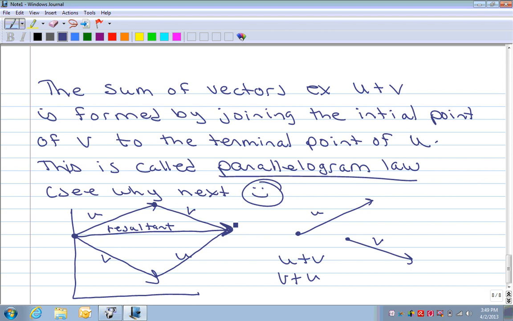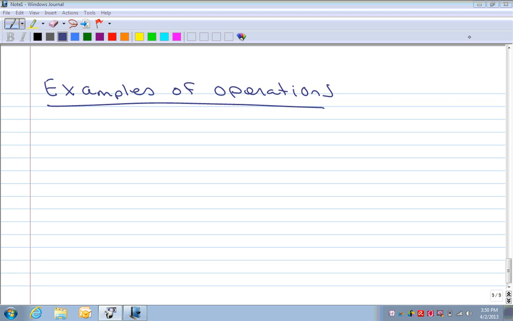Okay, we're going to pause for a second, and then we're going to end with 3 examples from operations, and that should get us started on vectors tomorrow. We're going to end up with these 3 examples, and we'll be on our way, so let's go Bearcats.